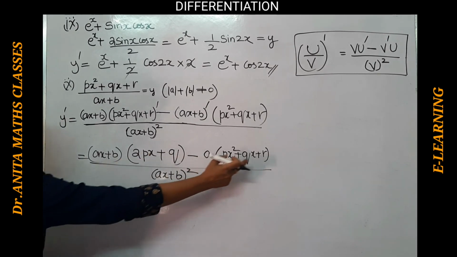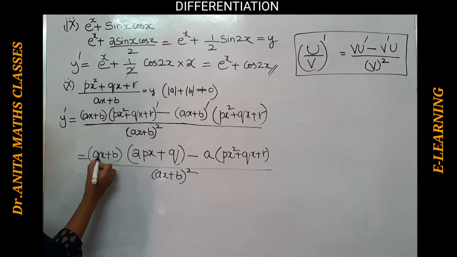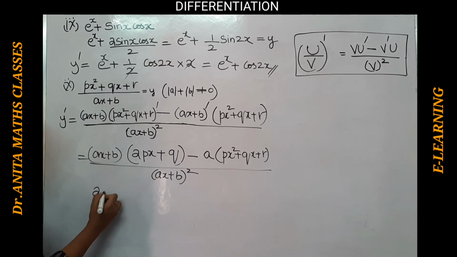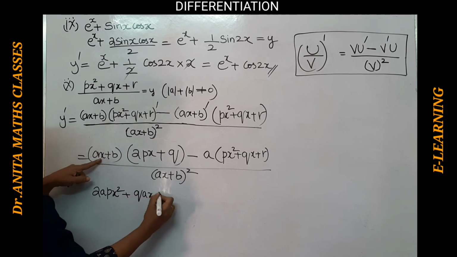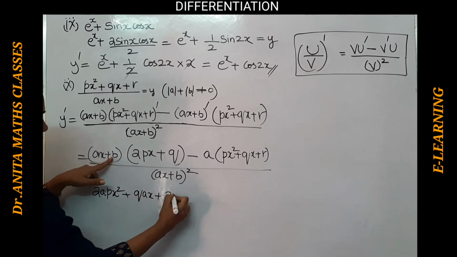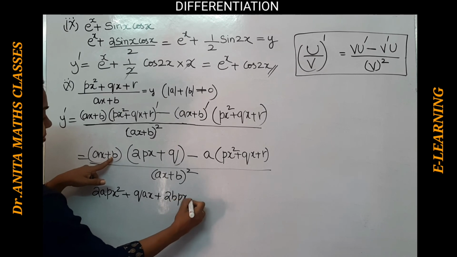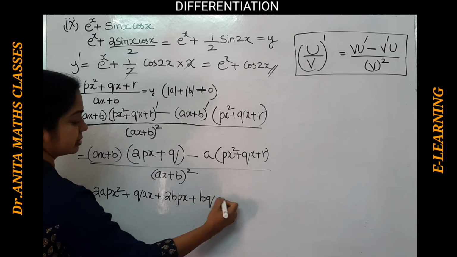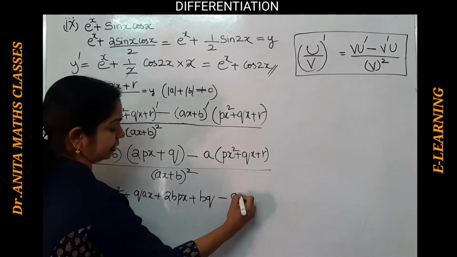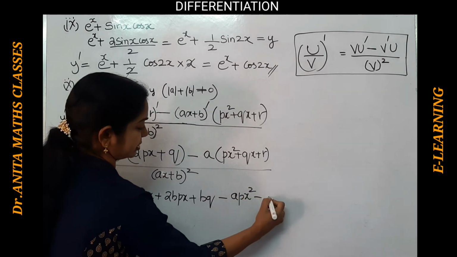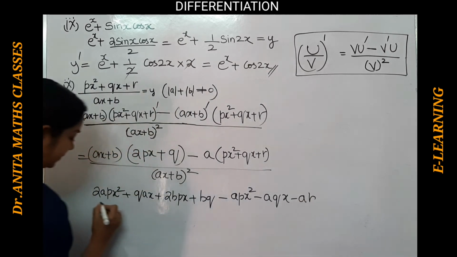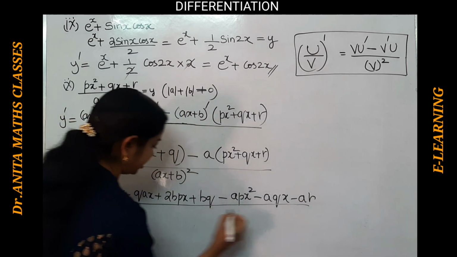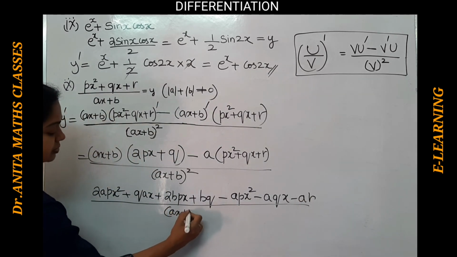Let's open the brackets and multiply here. The first term with the first term becomes 2apx square, and the first term with this becomes qax, plus the next term 2bpx plus bq. In a similar way, this term, apx square minus aqx minus ar. So this is divided by ax plus b whole square.